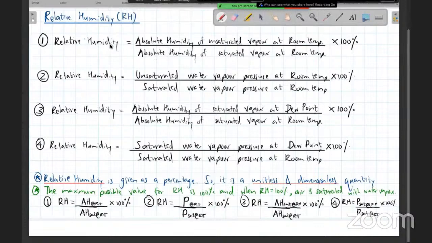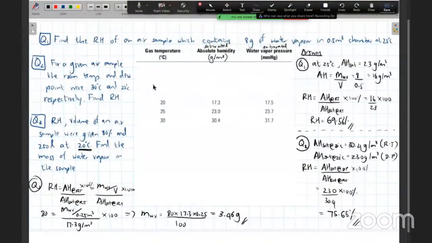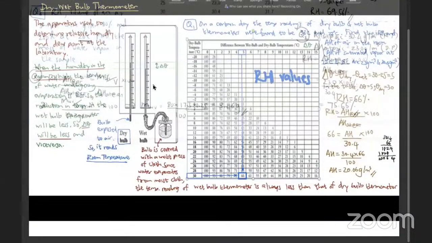So these are the 4 equations we will be using today. Mostly we will be using the first one, and there will be instances where we might need to use the third one too, but most of the time in our past papers we will go with the first equation. What is the first equation? Absolute humidity of unsaturated vapor at room temperature. And don't forget the equation for absolute humidity: mass of water vapor divided by volume.